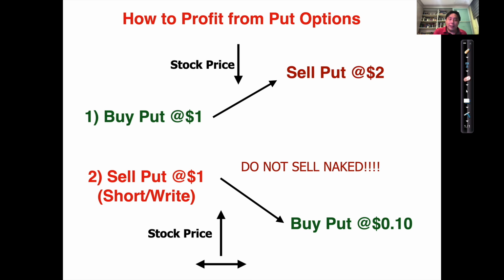But like what I mentioned earlier on, if you have the cash to buy the 100 shares, then you're not selling naked. And that will be fine because you don't have to buy the put back. You can just sell the put, let it expire, and you just take on the 100 shares and you don't have to buy the put back. So these are the two scenarios for put options.